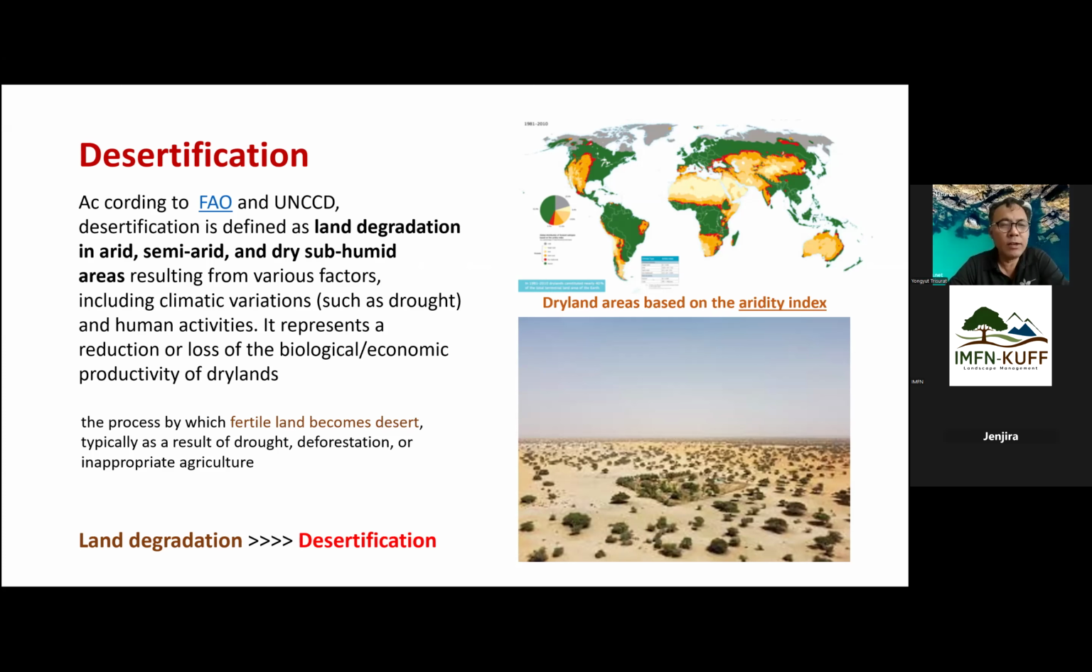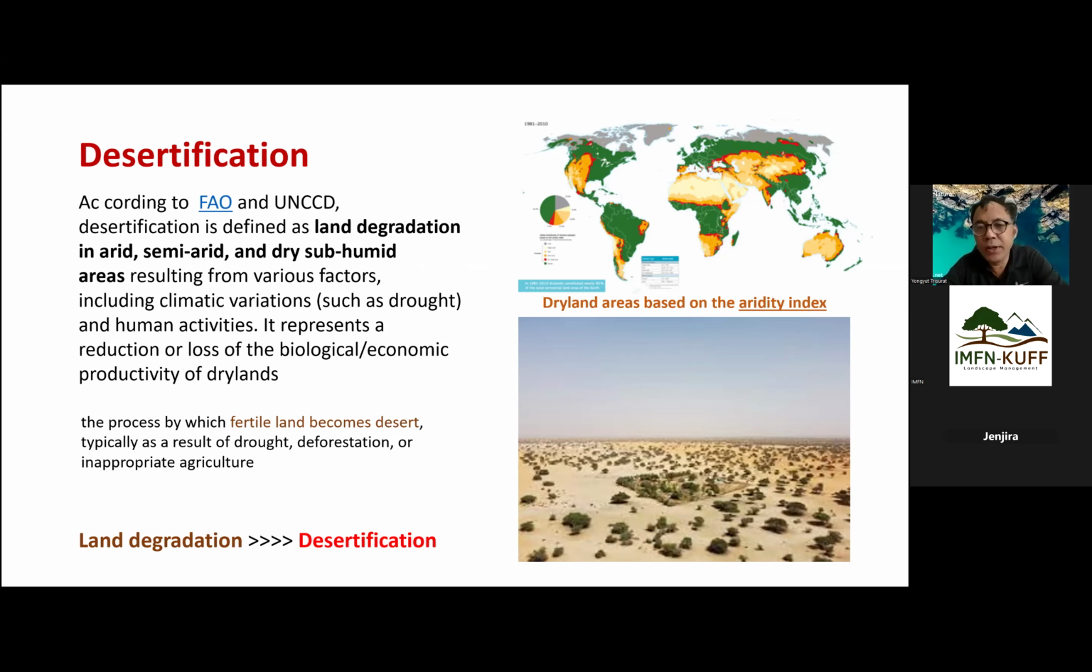So this one is quite similar to land degradation. If we see the process of land degradation and desertification, more frequent or more severe land degradation will finally lead to desertification, and we lose a lot of fertile land for agriculture, and that productive land will become deserts or abandoned land.